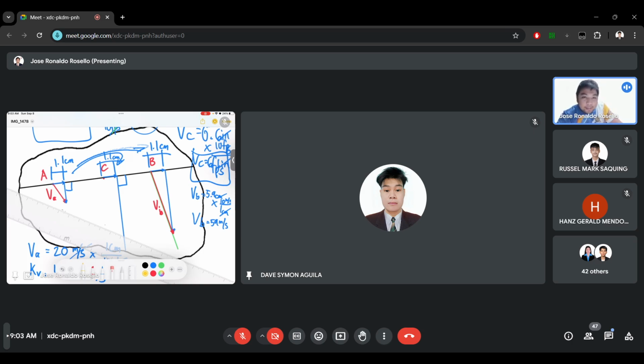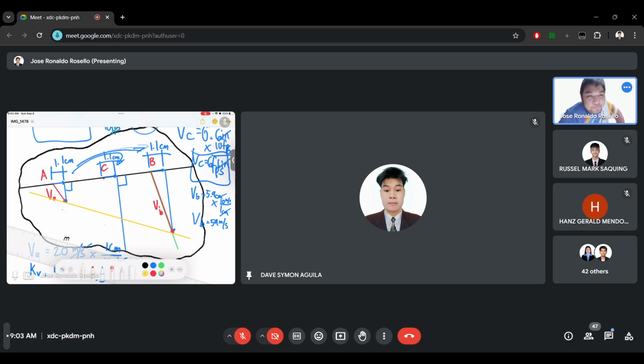Let's make a proportionality line. A proportionality line is made by connecting the arrowheads of the other vectors. So we have vector A and vector B. Let's connect their arrowheads. And it means that the arrowhead of velocity C is also in this proportionality line.